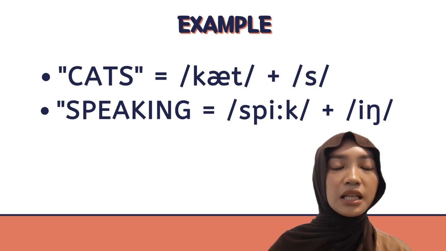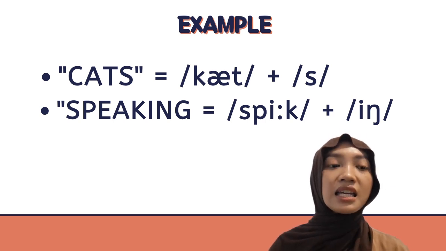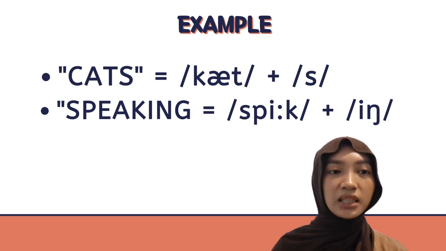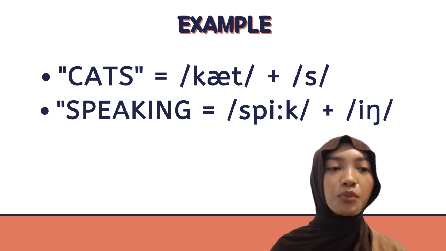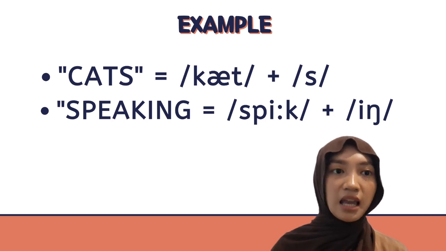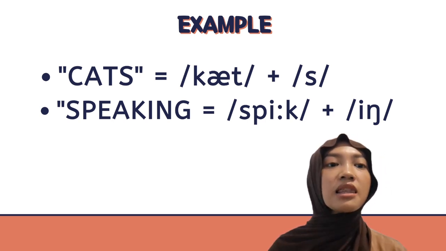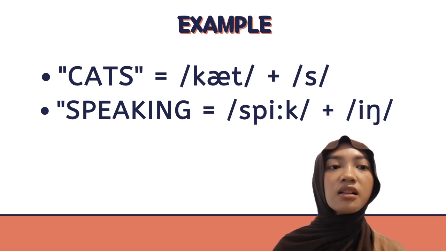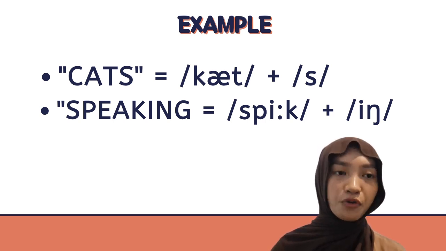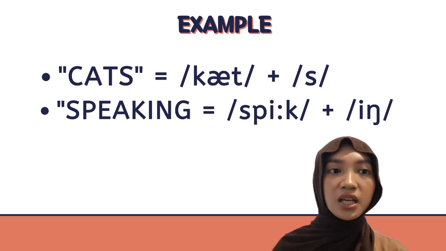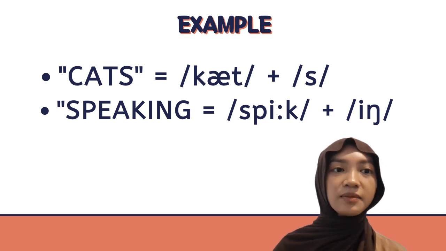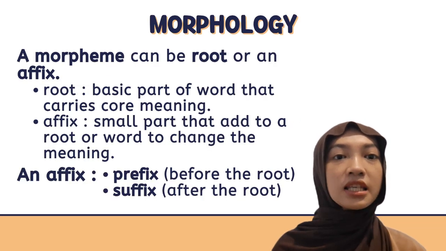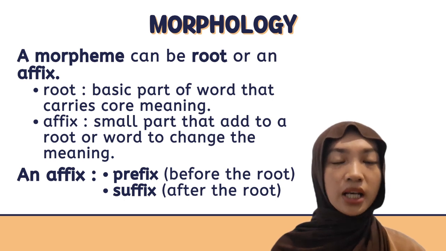The first example is cat. Cat in English is clearly one word, but it has two morphemes. It's cat plus s. Another example is speaking. Speaking also has two morphemes. It's speak plus ing. Okay, the next is that a morpheme can be a root or an affix.